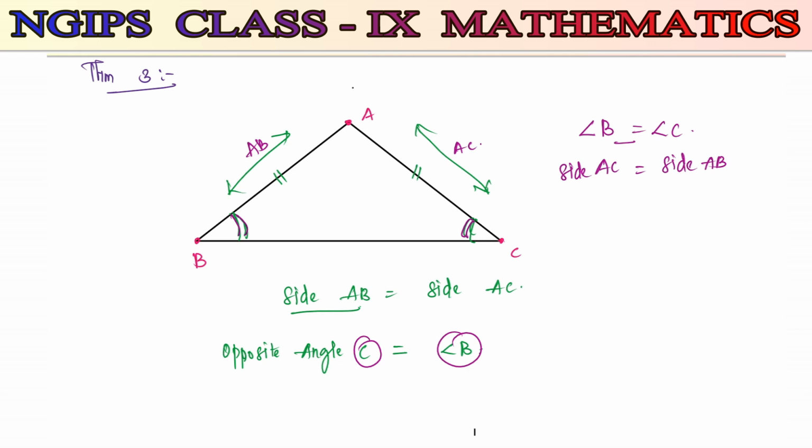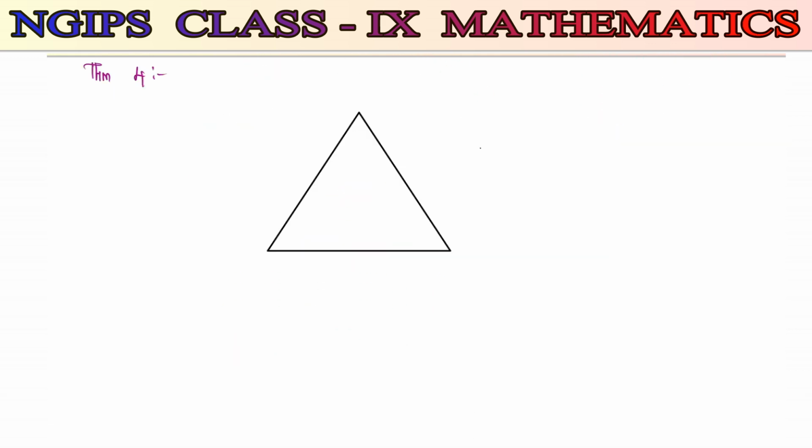Next we are going to discuss the fourth one. Okay, now I have drawn a triangle. This is angle A, this is angle B, and this is angle C. If all the sides of a triangle are equal, so here AB is equal to AC is equal to BC. I can write here the first condition, side AB is equal to BC is equal to CA. All the three sides are equal, so all its angles are also equal.